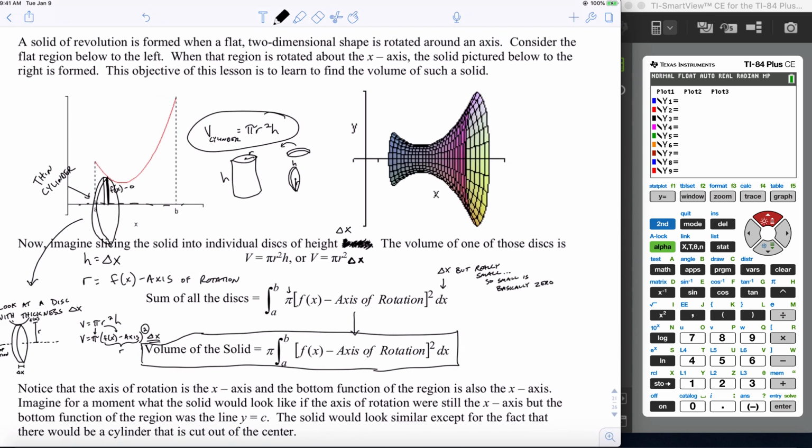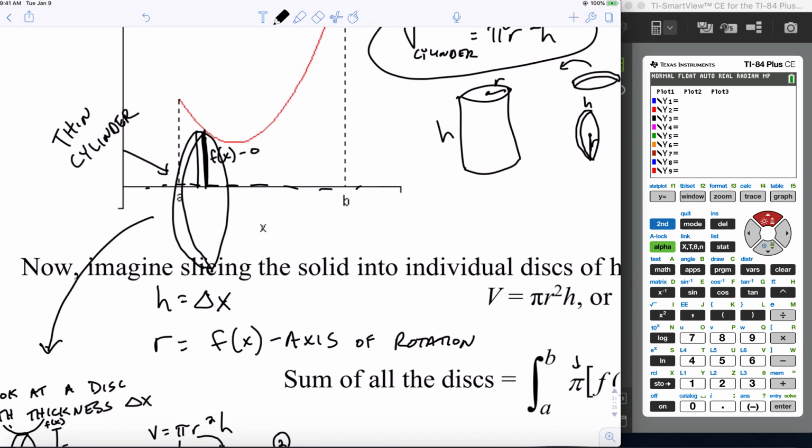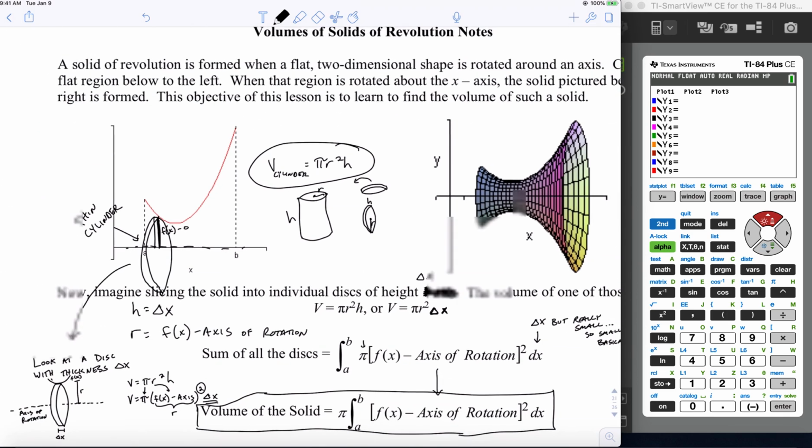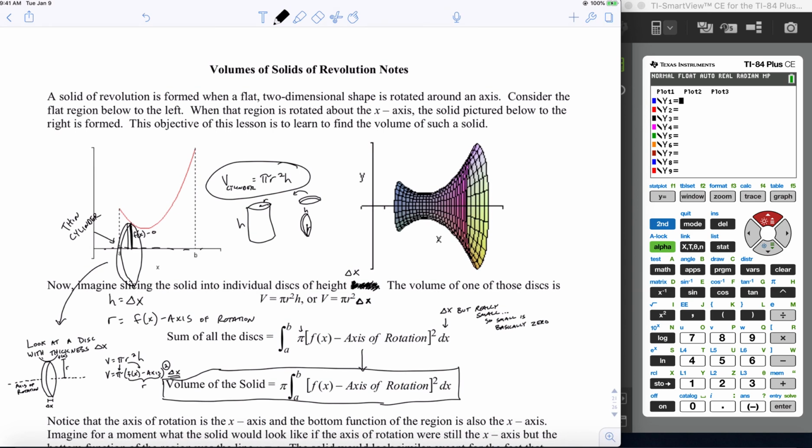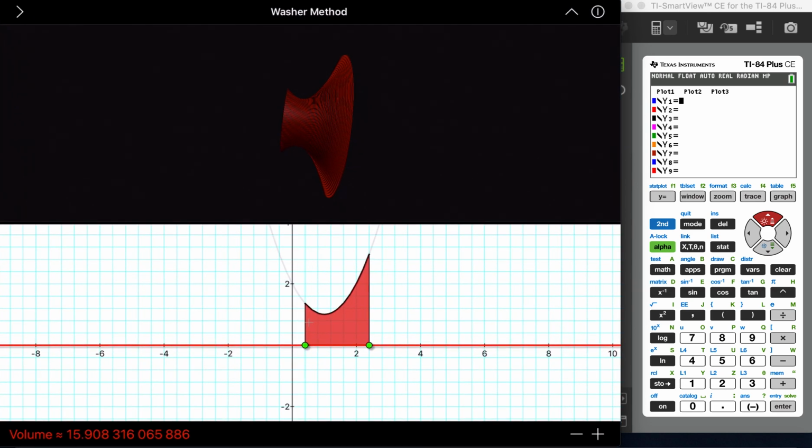Now, this idea of doing it using disks to estimate, just like we did for rectangles for area, disks to estimate the volume. If we make the disks thinner and thinner and thinner, we get closer and closer to the exact volume. There's a great app that demonstrates this. So I kind of set up the situation we had here, and I was making a lot of disks, but let's start with only a couple disks, like maybe 8 or 9.